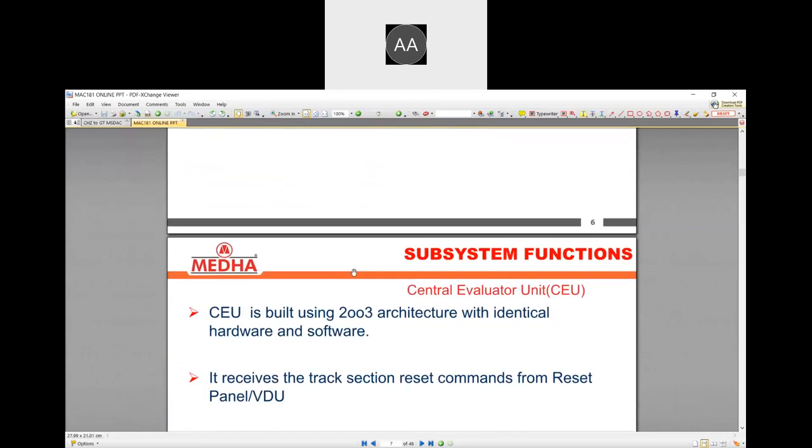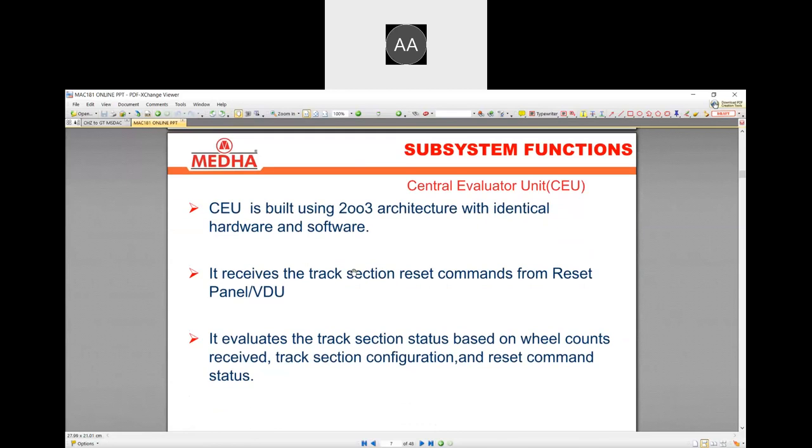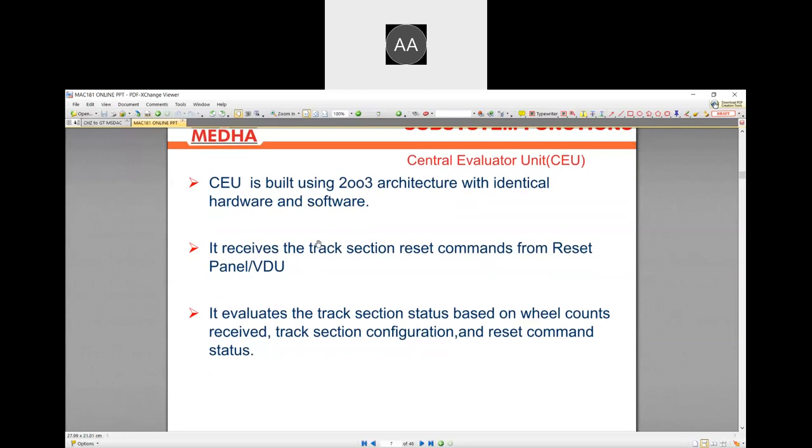Then, when we discuss the first subsystem unit, that is the central evaluator unit, this unit is designed as per a 2 out of 3 architecture with identical hardware and software. In a 2 out of 3 architecture, the minimum requirement is 2 of the processor cards. If they give the proper output, then the system will drive the output. So the central evaluator unit is basically working on a 2 out of 3 architecture.